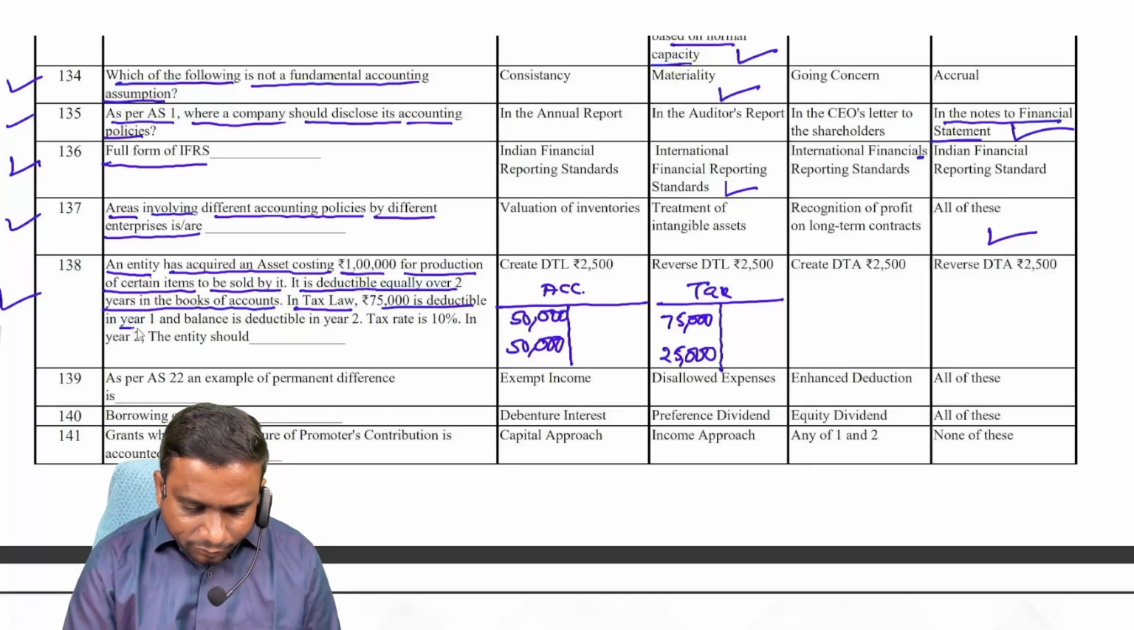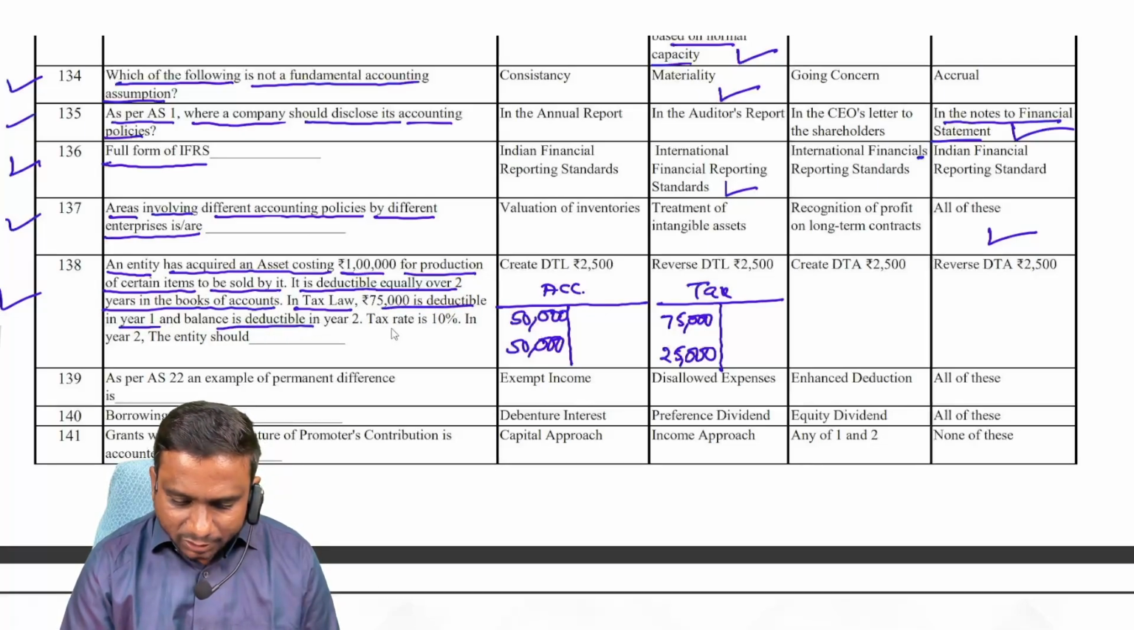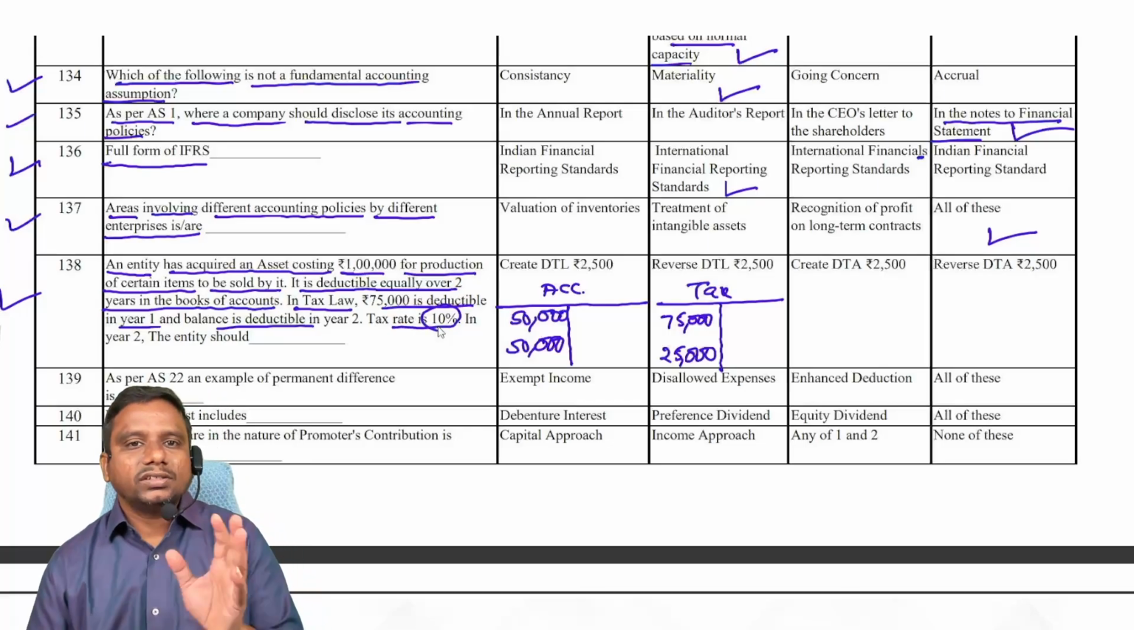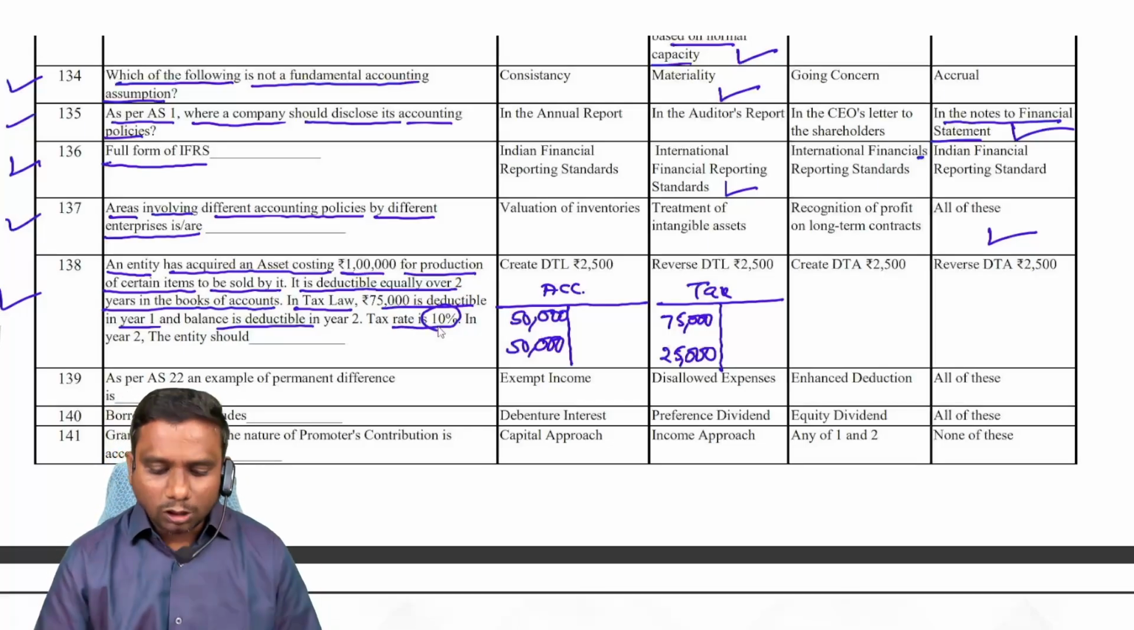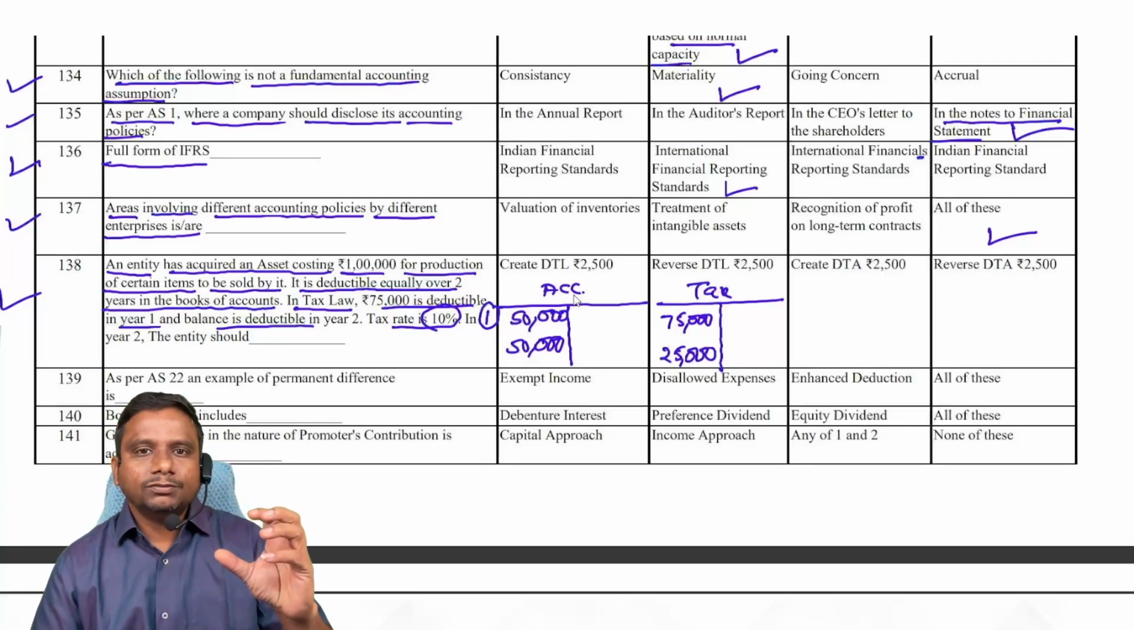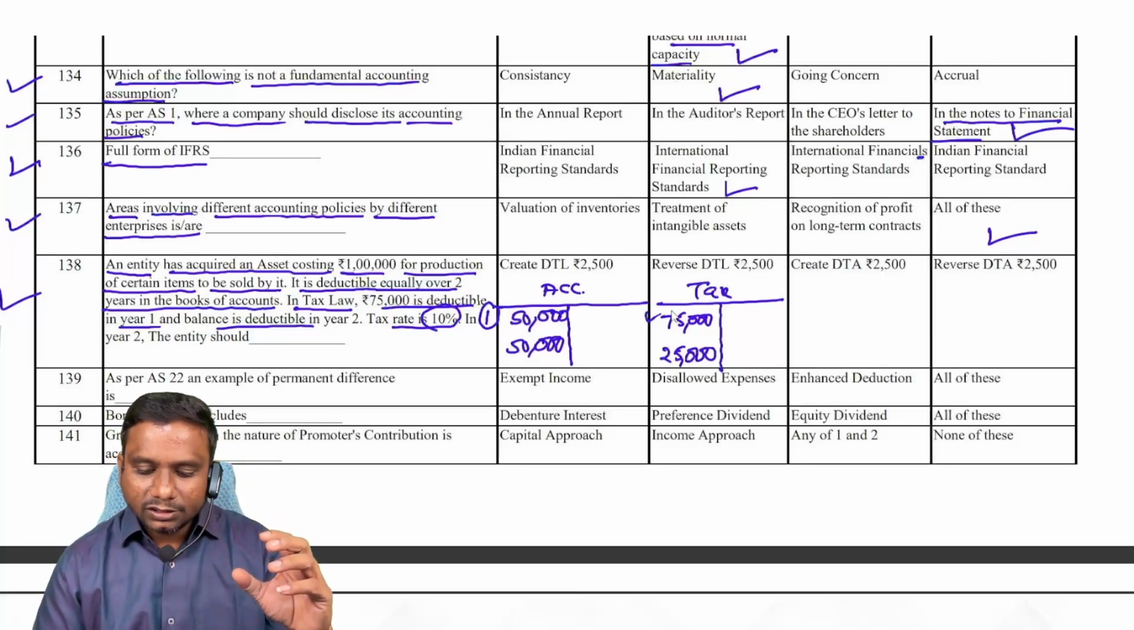Is deductible in first year and balance in second year. Okay, tax rate is 10%. Now, in the first year, what we have to do? In the first year, as per accounting, the deduction is 50. But as per tax, deduction is 75.